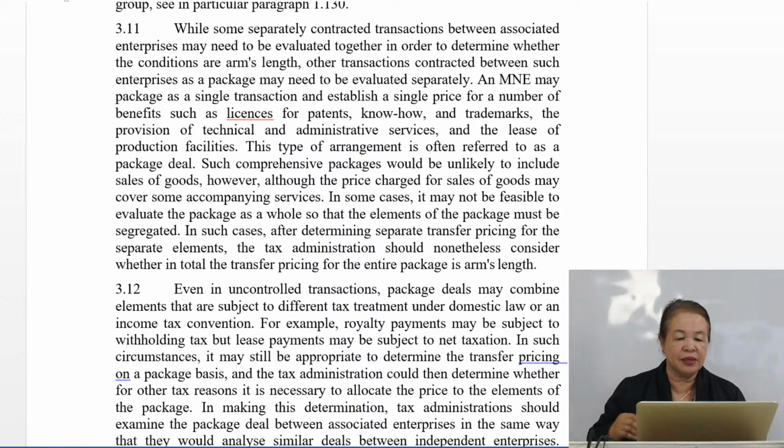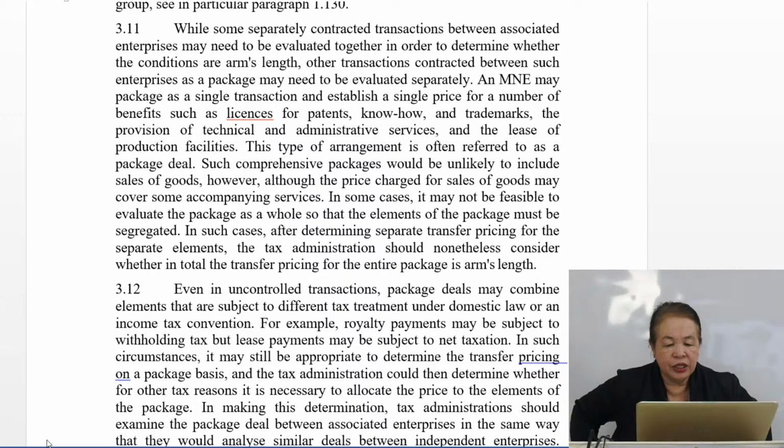Such comprehensive packages would be unlikely to include sales of goods. However, although the price charged for sales of goods may cover some accompanying services. So in some cases, it may not be feasible to evaluate the package as a whole, so that the elements of the package must be segregated. So in such cases, after determining separate transfer pricing for the separate elements, the tax administration should nonetheless consider whether in total the transfer pricing for the entire package is arm's length.